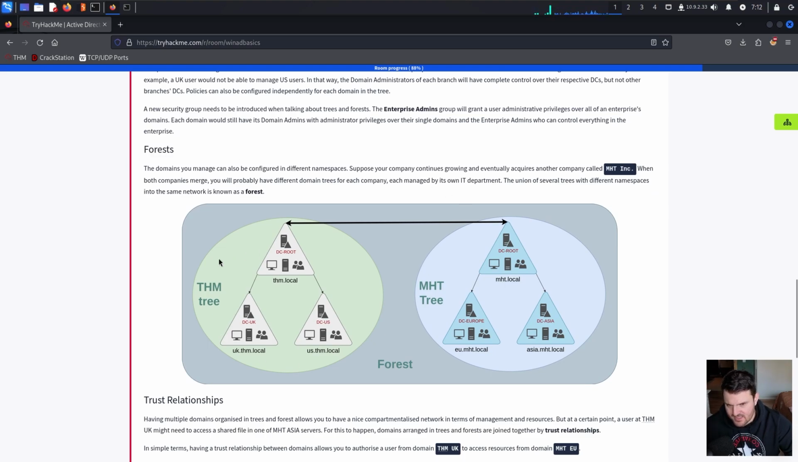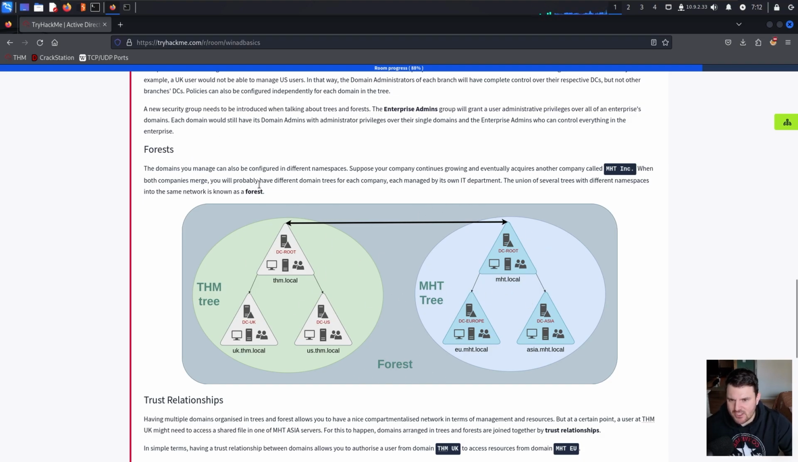Forests. If these are trees, right, we can see over here another tree, but is the main domain, right? It's MHT. It's TryHackMe, but written in the opposite direction. And we have EU and Asia. These 2 form forests. Pretty logical.